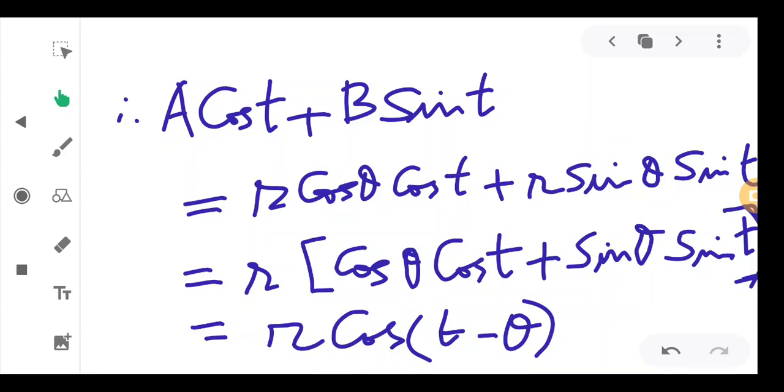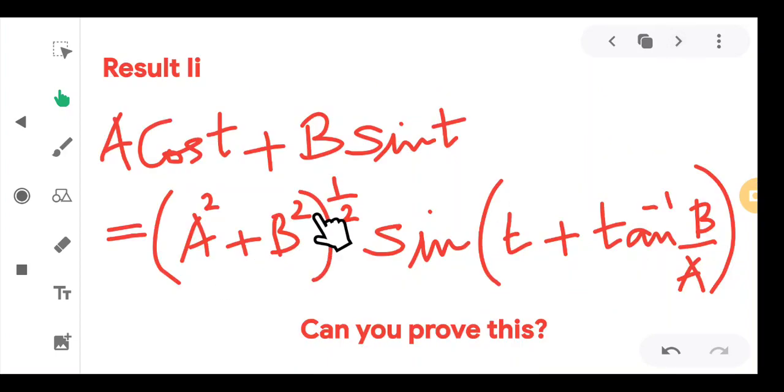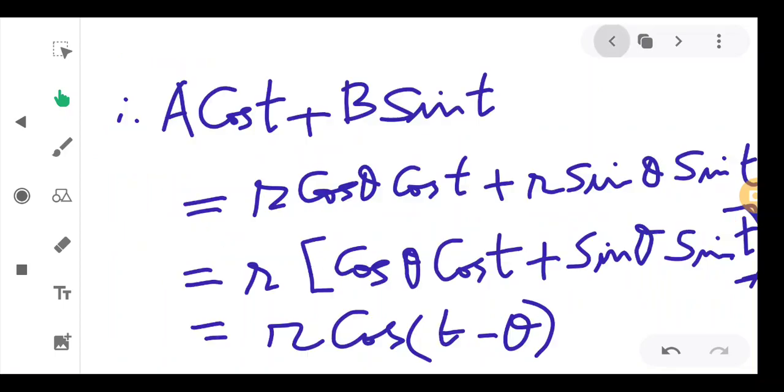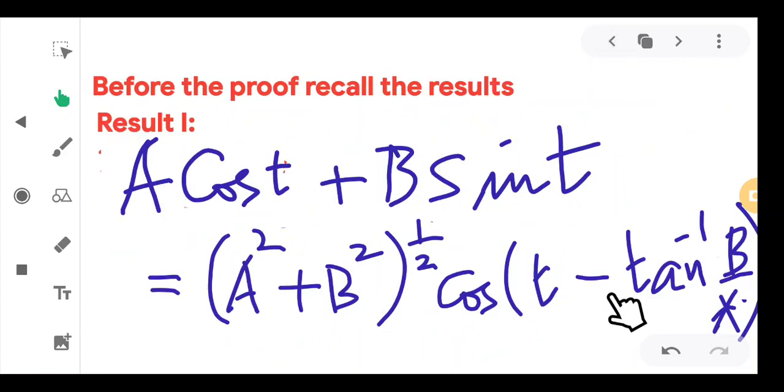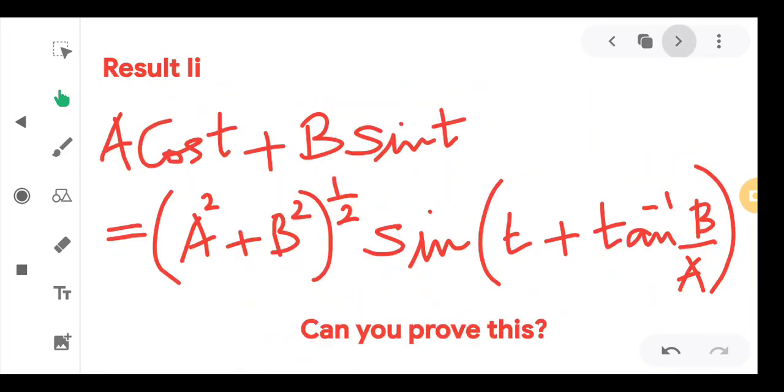So what is r? R is already found out. R is found to be a square plus b square whole raised to half, and theta we have already found out as tan inverse b by a. So we have reached this formula: r cos of t minus theta, where theta is tan inverse b by a. So we can express this one like this. Now the same expression a cos t plus b sin t can also be written in terms of sine like this: a square plus b square whole raised to half into sine of t plus tan inverse b by a. Can you prove this?